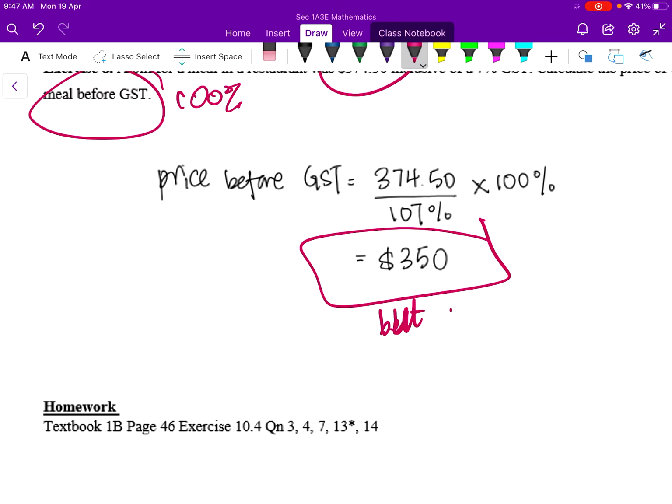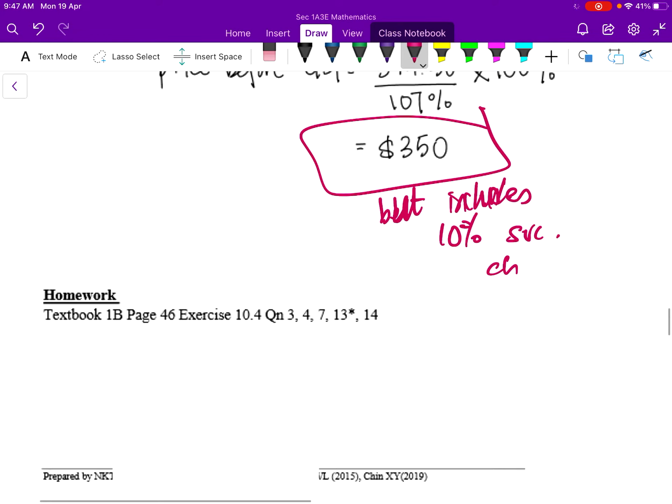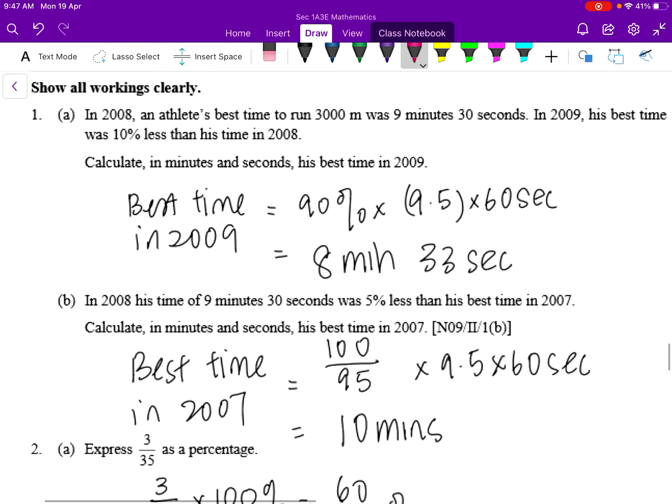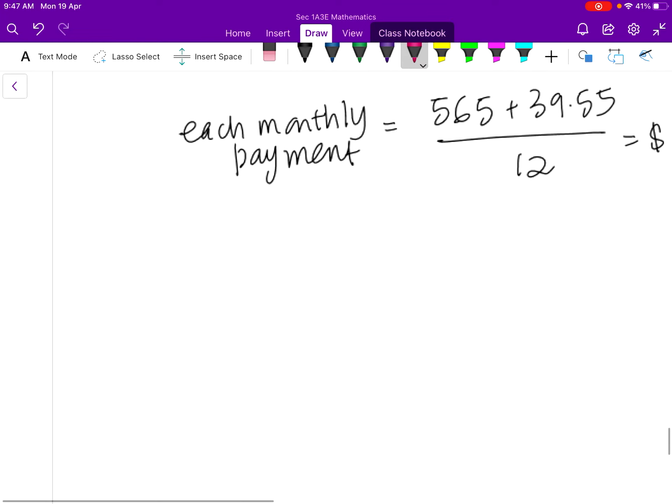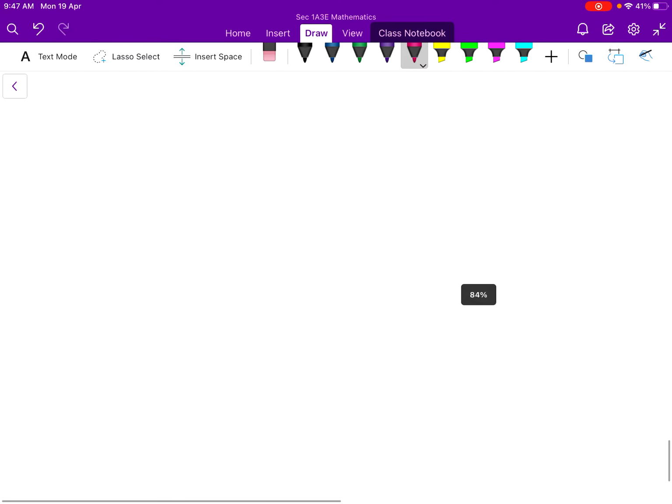but includes 10% service charge. Okay. Next. Oh, O level questions. That's all for GST.